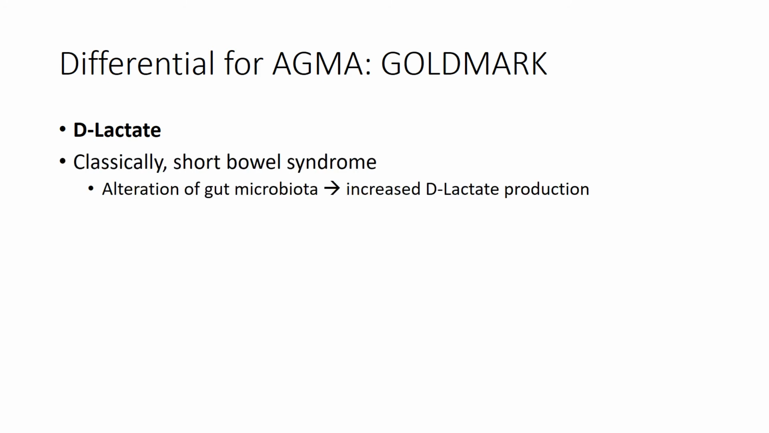D-lactate is the other stereoisomer, also somewhat recently discovered, or at least grew into prominence. And classically, it's in short bowel syndrome. In short bowel syndrome, you also have alteration of the gut microbiota, which leads to this increased production of D-lactate. Classic exam question.